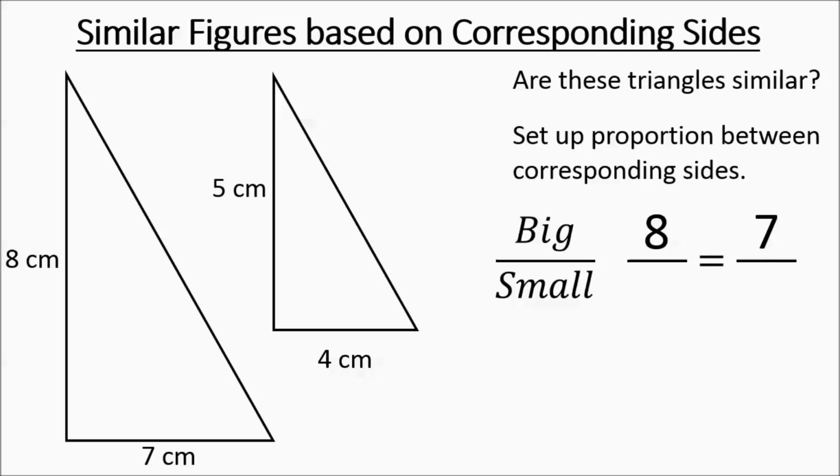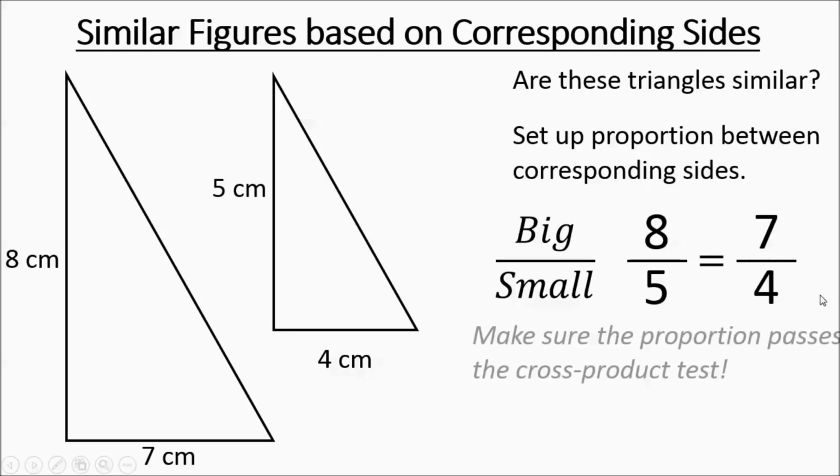And then we're going to tune into the corresponding sides. 8 corresponds with the 5. Hopefully, 8's the longer side of the big triangle, 5's the longer side of the small triangle. And 4 is the shorter side. So we have them set up according to corresponding sides.